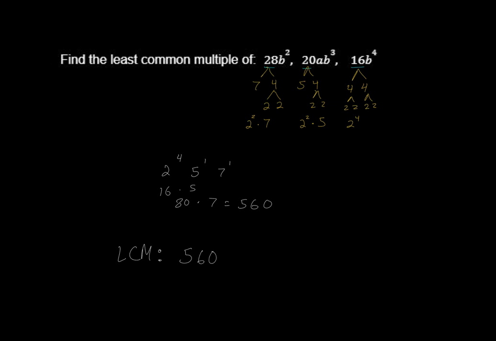For the variables, we're going to take each variable we see to the highest power we see it. So I see two different variables. I see A's and B's. I'm going to start with alphabetical order. For A, the highest power of A I see is A to the first. And for B, the highest power of B I see, if we look at the exponents, is B to the fourth. So this is our least common multiple.